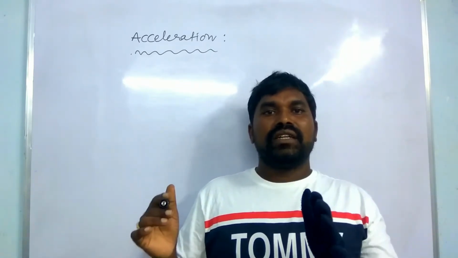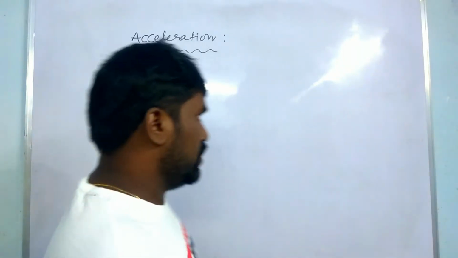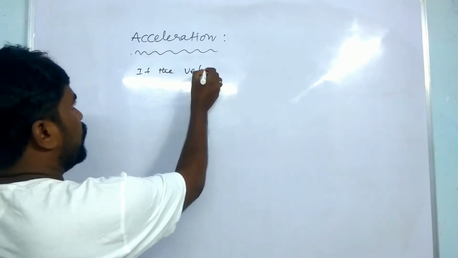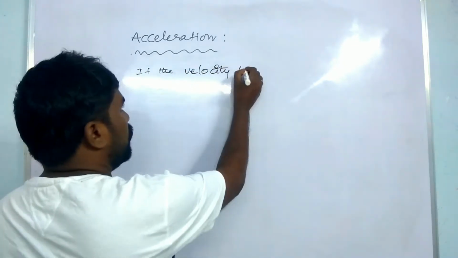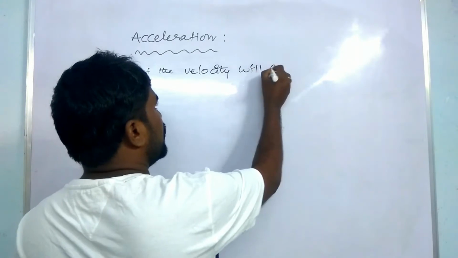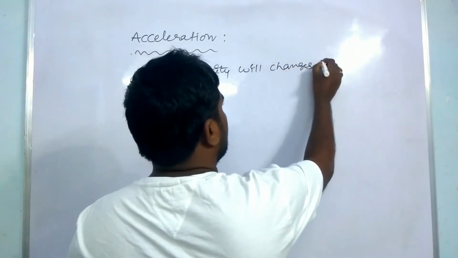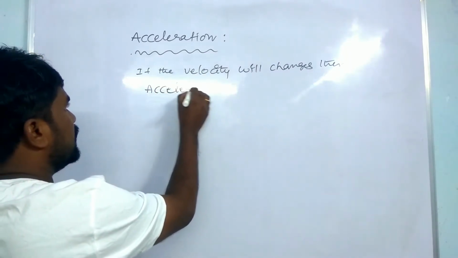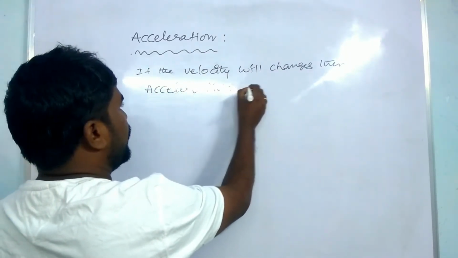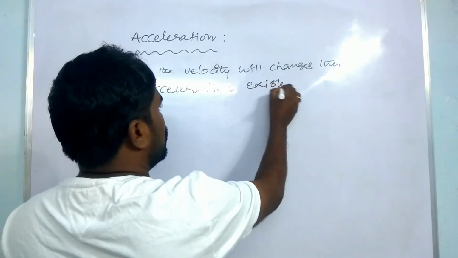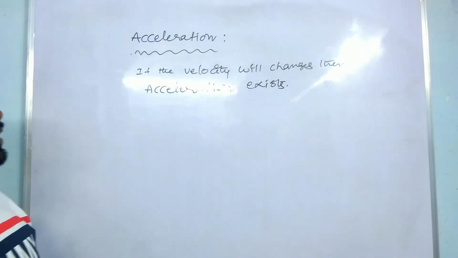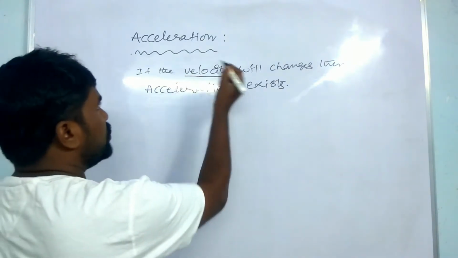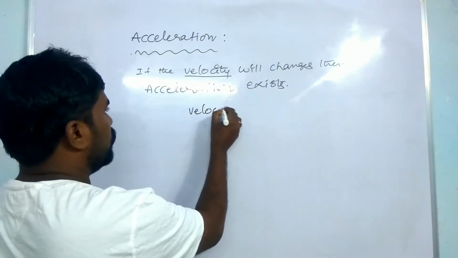Here the major change is the velocity. If the velocity changes, then acceleration exists. This is very important. Whenever the velocity changes, only then does acceleration exist. So here, which changes with the change in velocity?